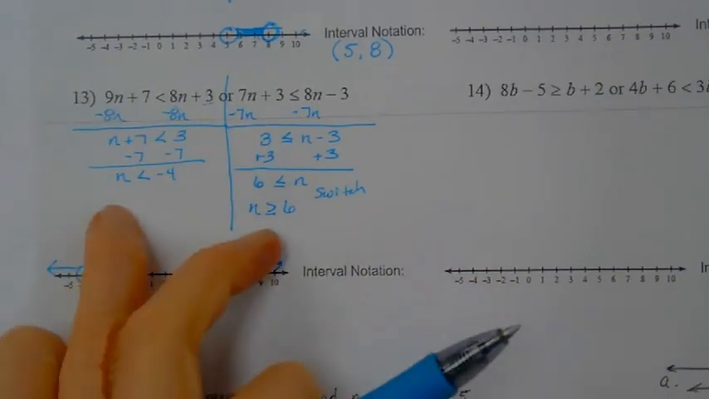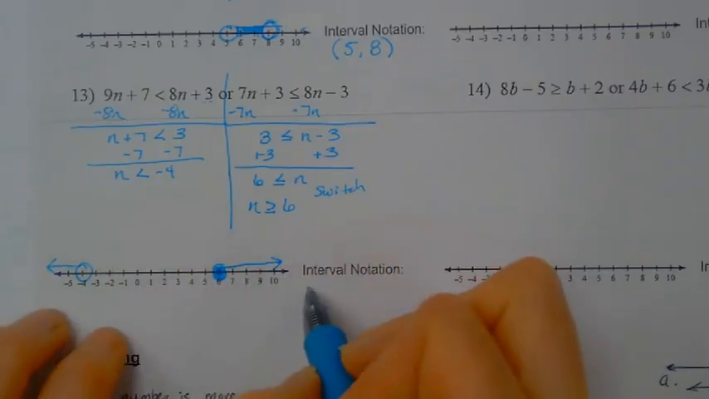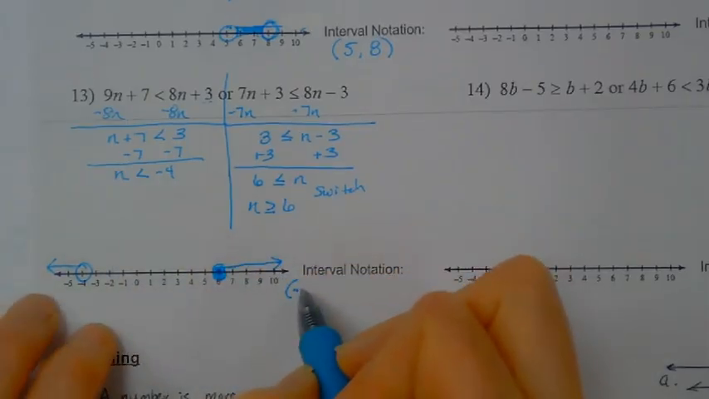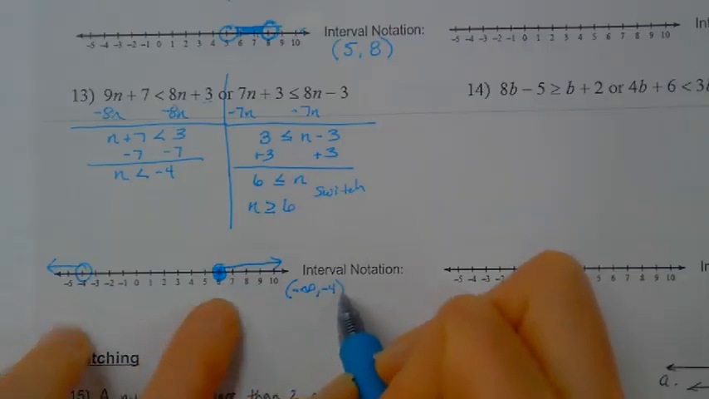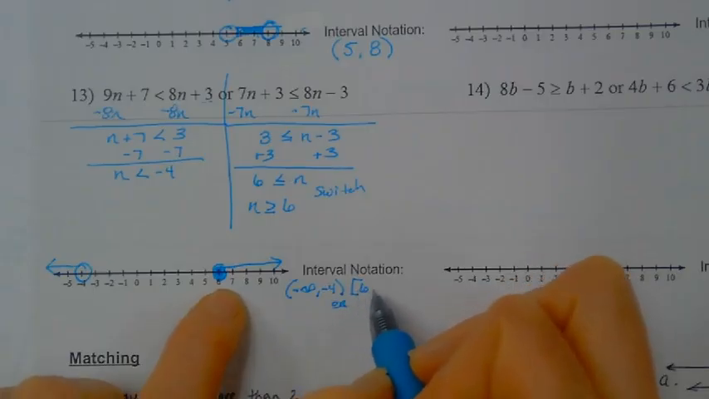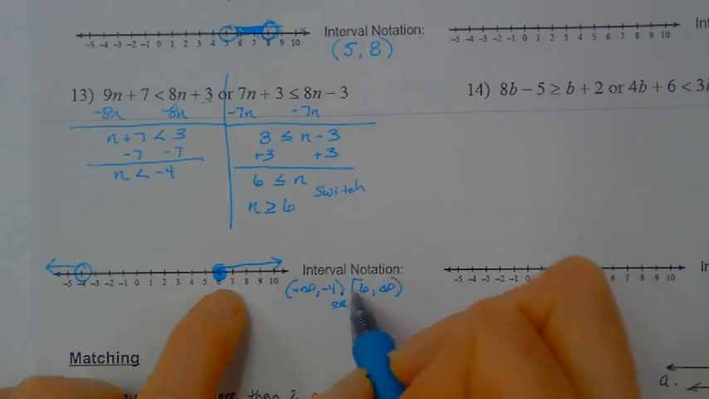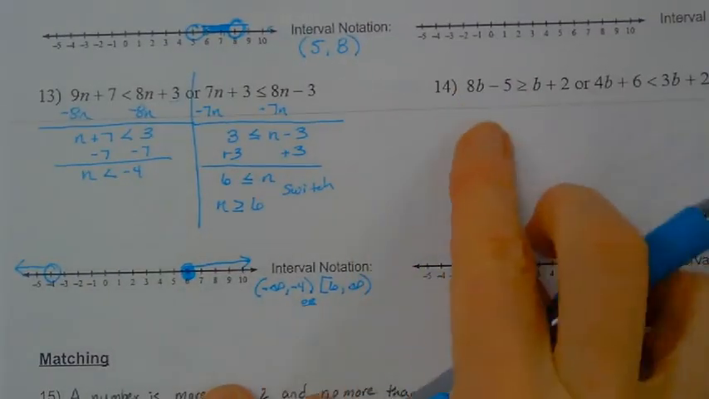Now my interval notation is going to be, it goes from negative infinity up to negative 4. And here we go from 6 all the way up to positive infinity, and we include the 6 because it's equal to. Okay, that's the interval notation. This one's very tricky again. They're not really super tricky, but solve two inequalities and graph them.